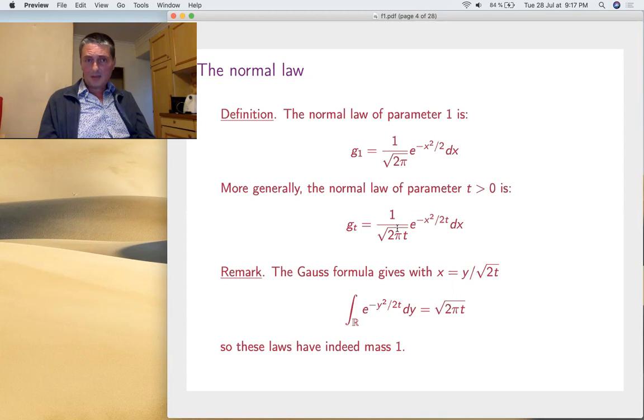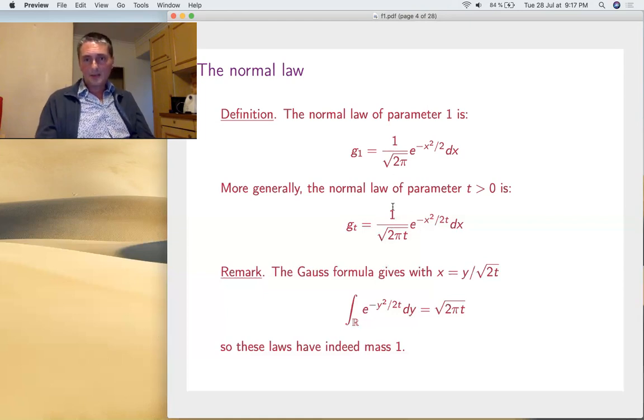Also, we'll consider only centered Gaussian laws. So you see G1, that's what's usually called N(0,1). That's N(0,t). We won't need the mean. Of course, all that we do, you can just translate, so you can translate all the results.